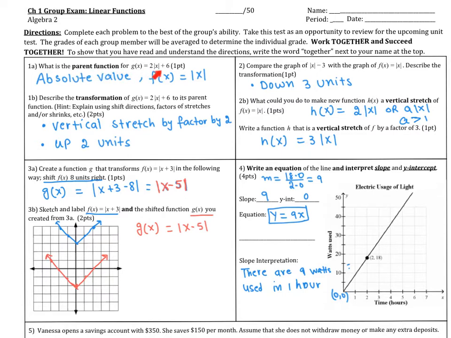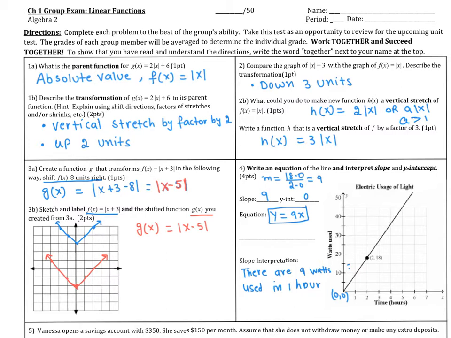The parent function, we call it absolute value, and this is the name of the function, and the function itself is f(x) = |x|. Describe the transformation of g(x) = 2|x| + 6 to its parent function.